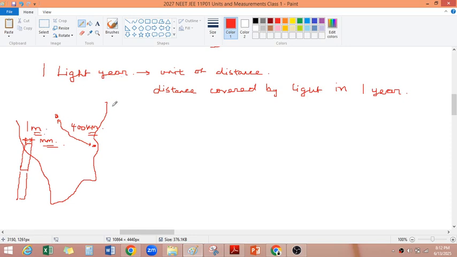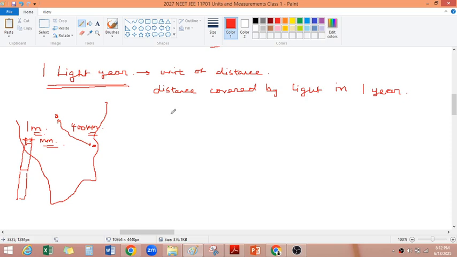Here, when you are measuring the distance between different galaxies or a very far away star, then we use something called light year because it's a very, very long distance. So kilometers will not work there. So we like to use light years. Of course there are different units like parsec. You have light year, you have parsec, you have astronomical unit. So we'll talk about that.